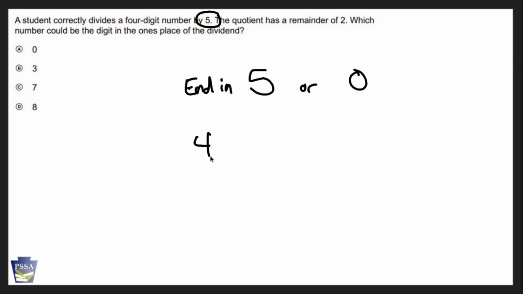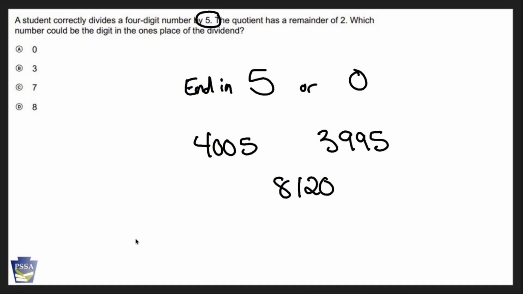So numbers like 4,005 or 3,995 or 8,120, just 20, 0 with a 0 attached. Now they must end like that. So if I were to divide anything with a 0 at the end, I'm not going to get a remainder, no matter what. If I were to divide by 5 anything with a 3 at the end, I would have a remainder of 3.